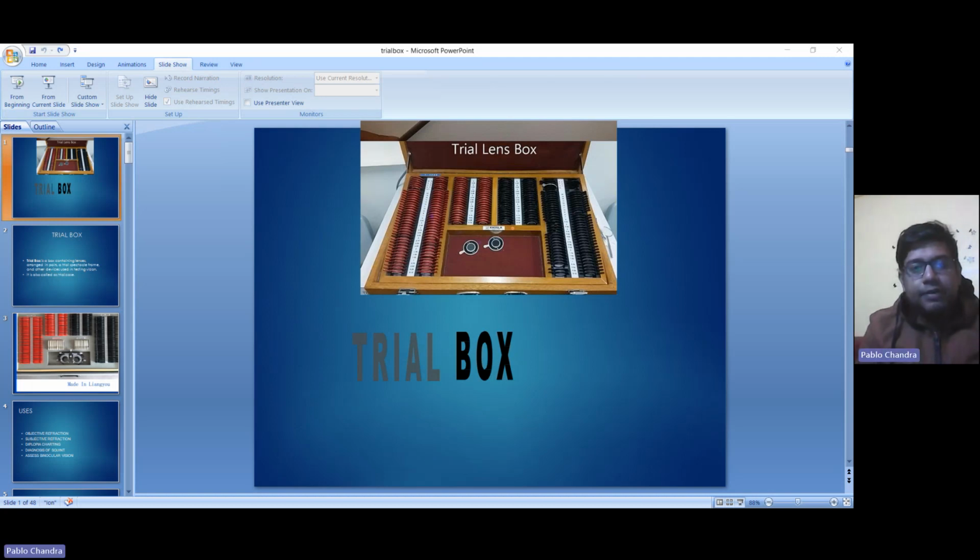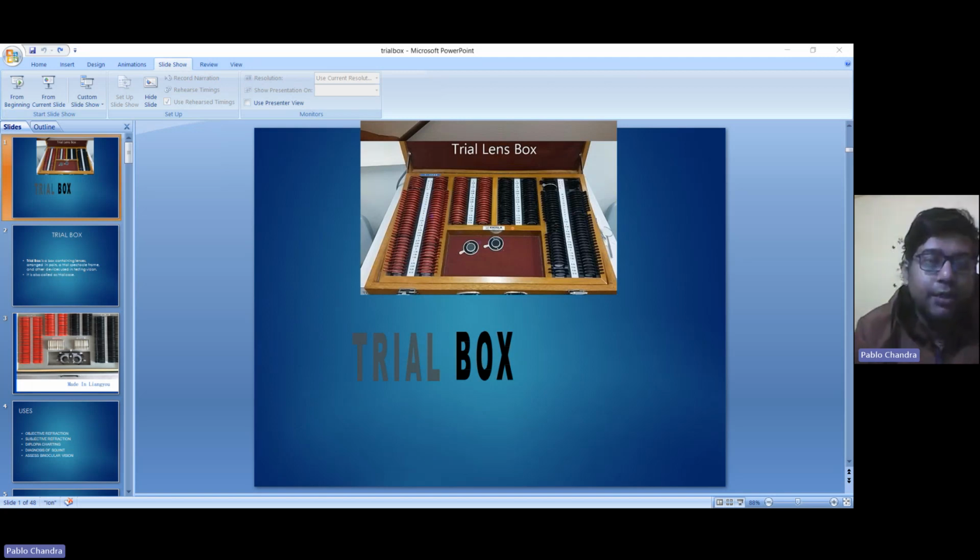So the types of trial frame are the full aperture frame, reduced aperture frame, and half eye trial frame. Full aperture, reduced aperture, and half eye trial frames will help us to understand what each one is. The full aperture trial frame accommodates lenses up to 38 mm for each eye. I will come to why a full aperture trial frame is required.